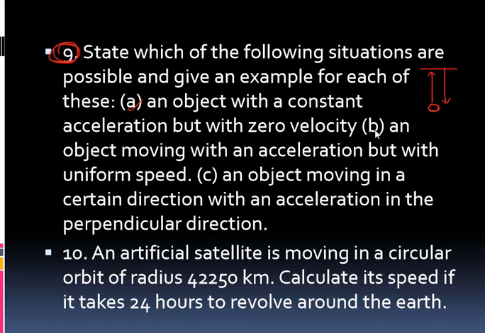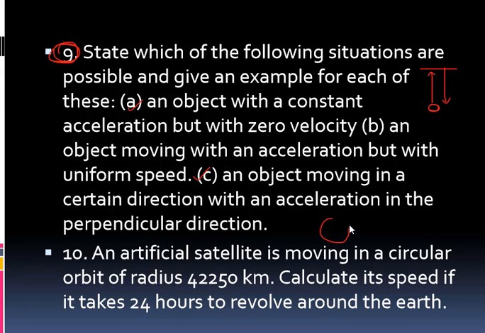So yes, it is possible. Now second, an object moving with an acceleration but with uniform speed. Is it possible that any object moving with uniform speed will have some acceleration? No, it is not possible, because you know that acceleration is v minus u by t from the first equation of motion. So when v equals u, the numerator becomes 0, so the acceleration becomes 0. So this is no. Third, an object moving in a certain direction with an acceleration in the perpendicular direction. Yes, it is possible.